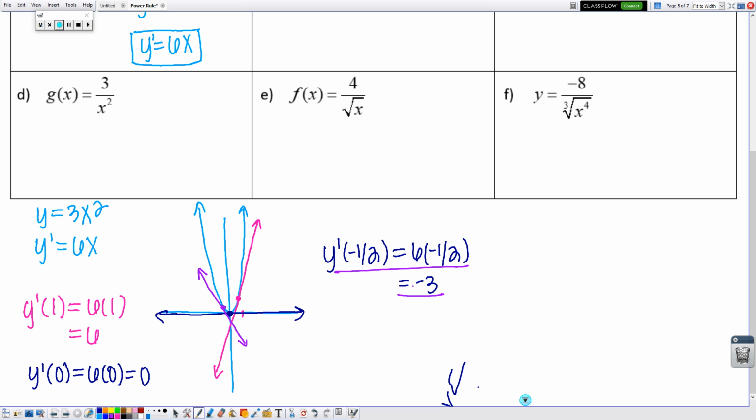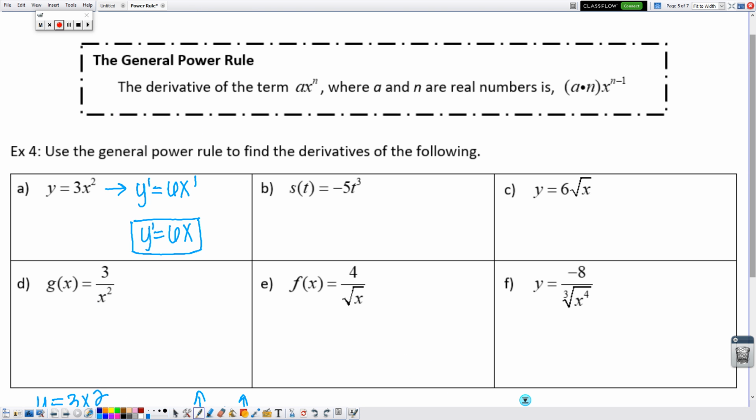Notice that it's changing based on where you're asked about, whereas with a line, your slope is constant. With polynomials, your slope is not constant. I just wanted to make sure we were aware of what we were actually doing here. Okay? Now let's go through and continue. So I'm going to keep doing my general power rule. Alright, so I'm just going to write s prime of t.